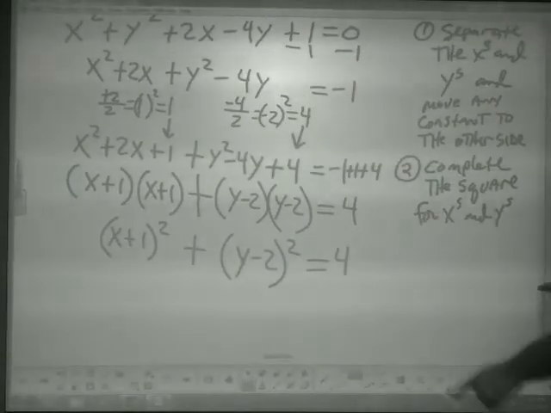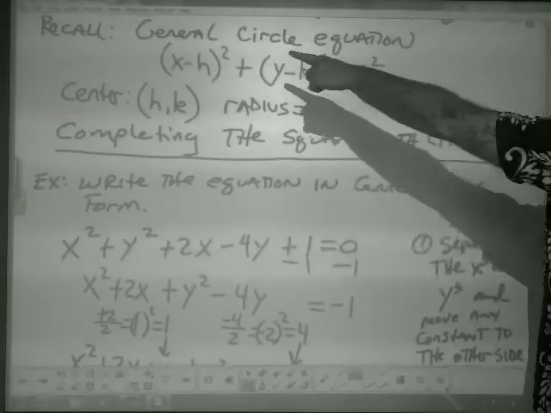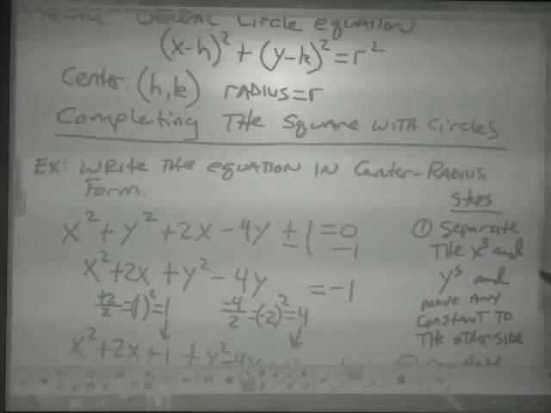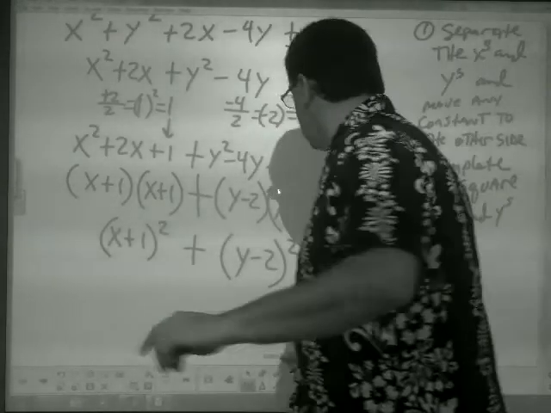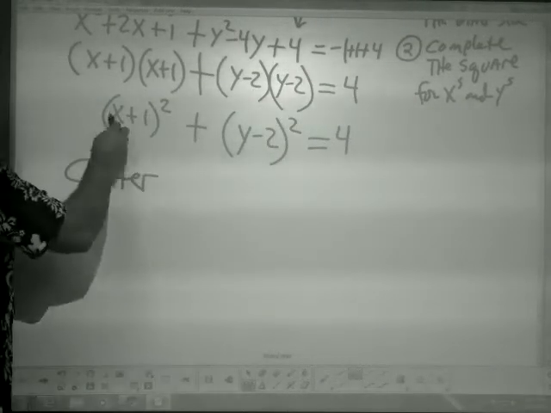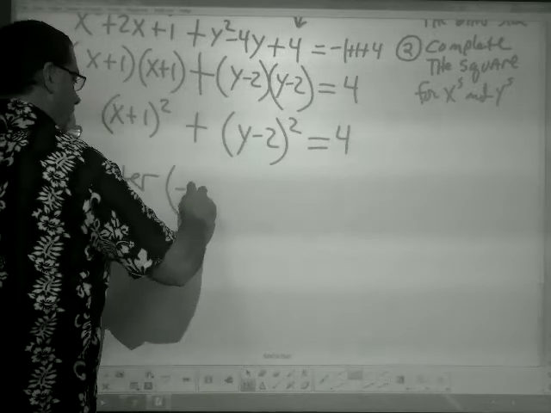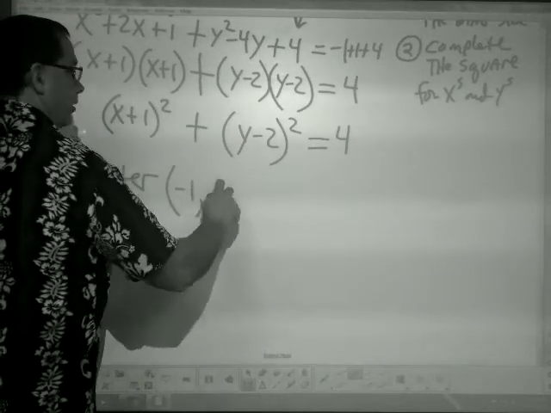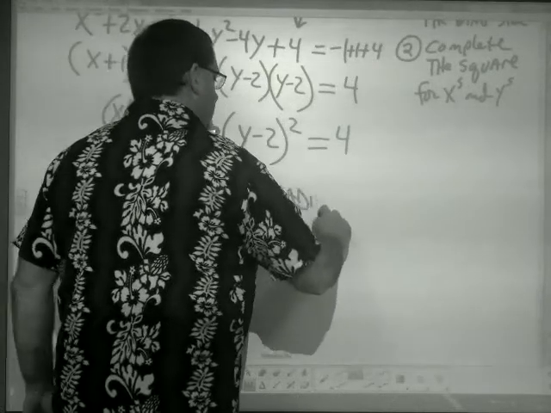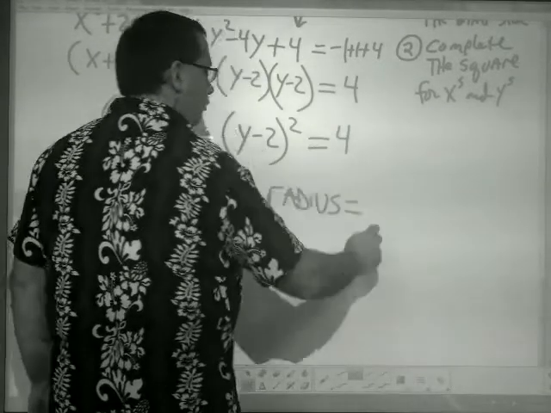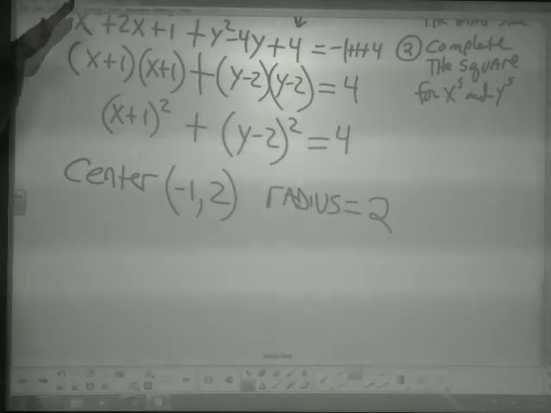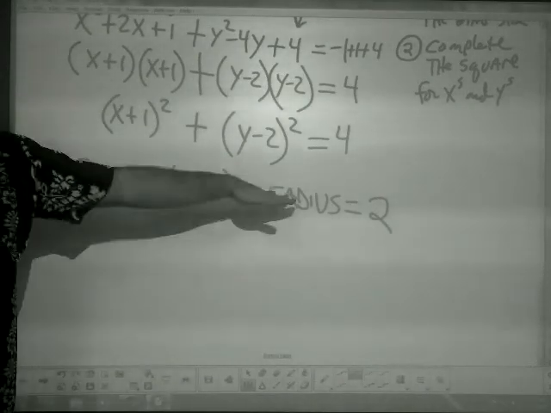Notice it is now in general center radius form. Okay? So my center is opposite sign, -1, comma, opposite sign, +2, and my radius is the square root of 4, which is 2. And that is how you complete the square with circles. Done.